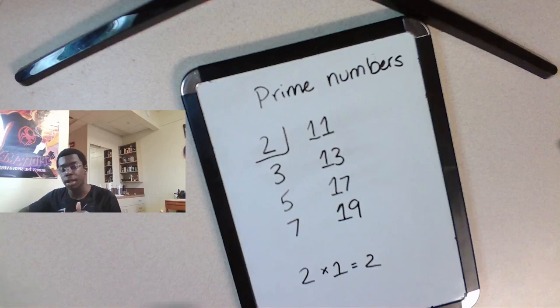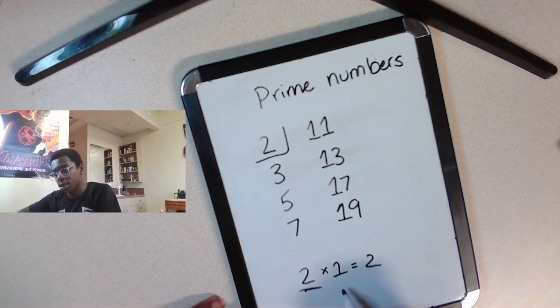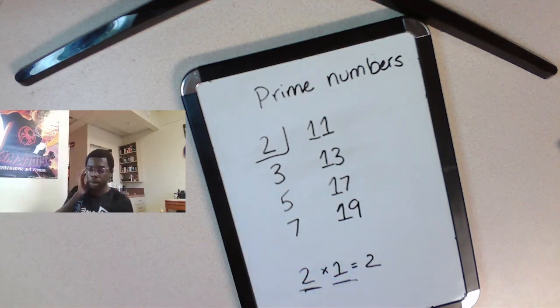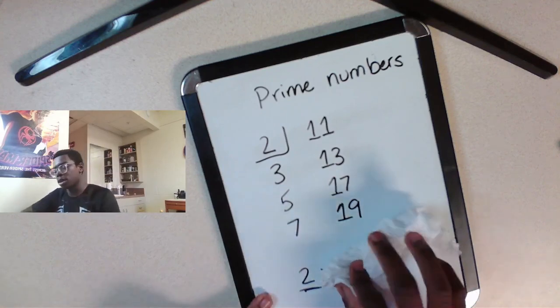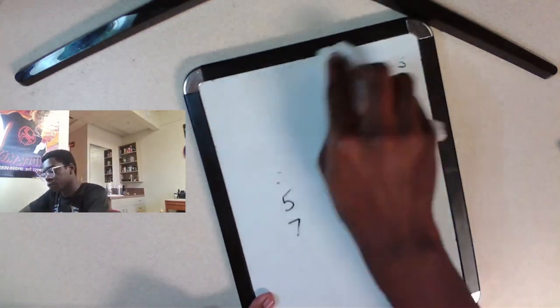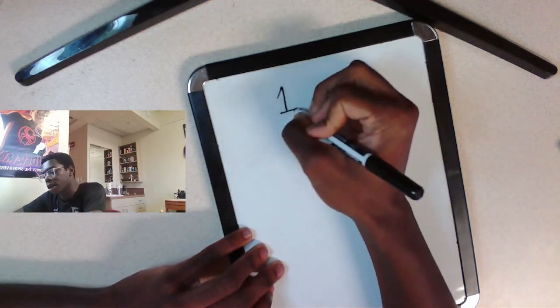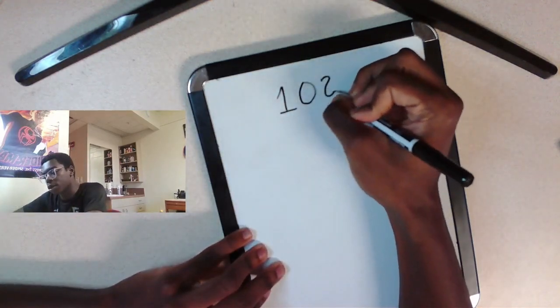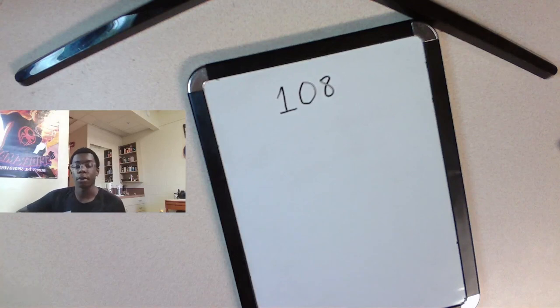So prime numbers are numbers that we can only get by multiplying numbers that are themselves and the number 1. So why do we care about that? That just seems random. Okay. Well, what we can do is we can break up any number into a product of prime numbers. So let's take the number 108, for example.